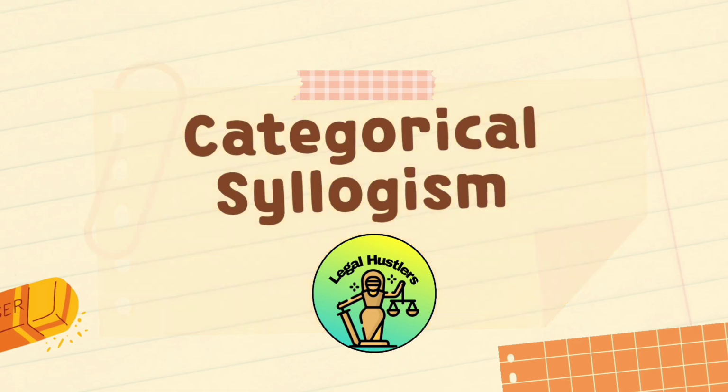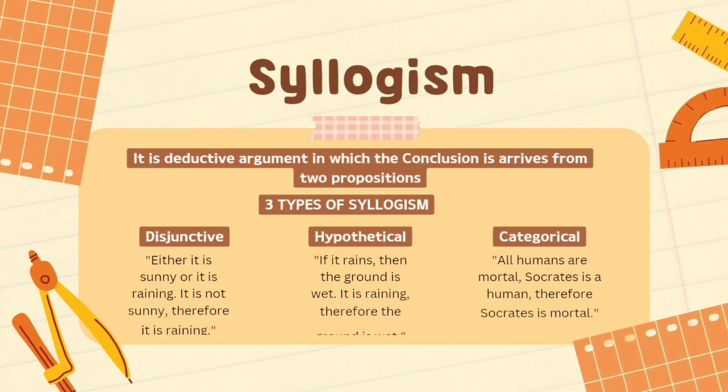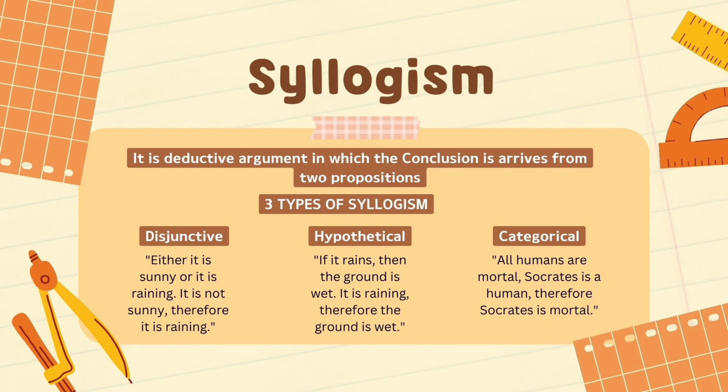But first, what is syllogism? It is a deductive argument in which the conclusion arrives from two propositions. There are three types of syllogism. 1. Disjunctive, involves a choice between two alternatives. For example, either it is sunny or it is raining. It is not sunny, therefore it is raining.